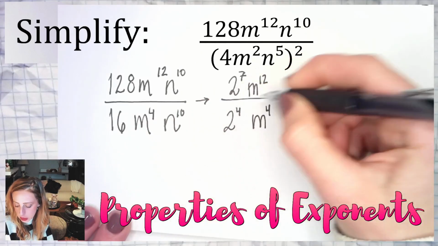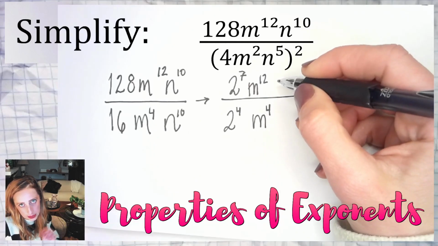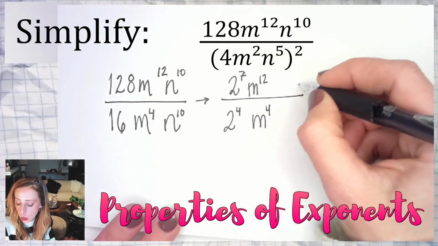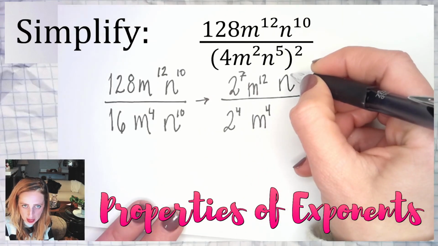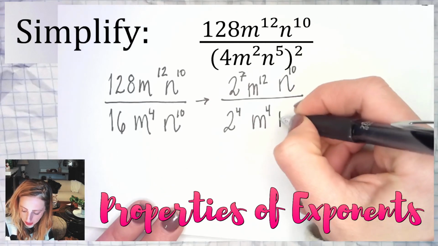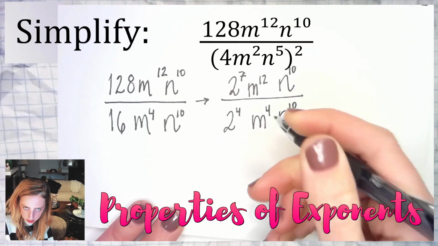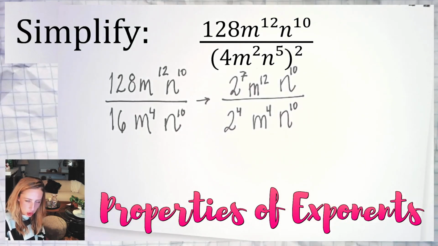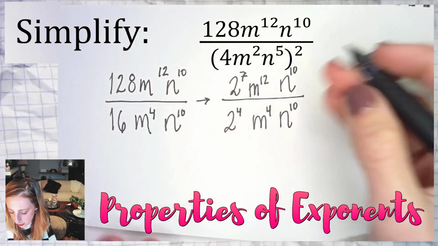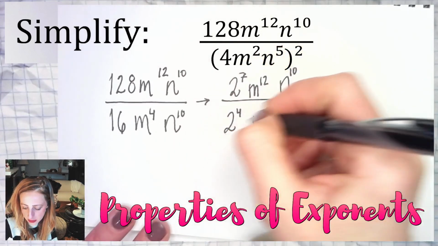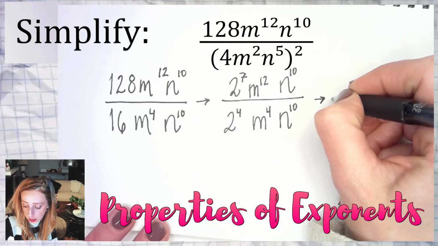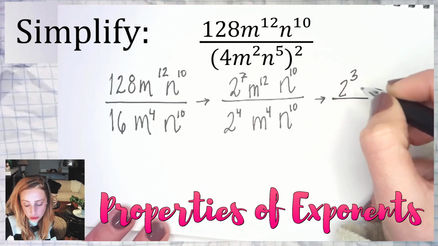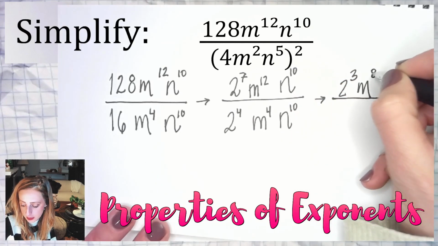Whether it's like this with the 2's or like this with the m's, when you have like bases, when your bases match, like terms, like bases, what you do is you're going to subtract, and I tend to subtract the larger power, like tug of war, minus the one with the smaller power, and then the larger power wins, and that's where your answer goes. So it's like tug of war, north versus south or something like that, okay? So 2 to the 7, 2 to the 4, who wins? The numerator with 2 to the 3rd. M to the 12, m to the 4, who wins? The numerator with m to the 8.